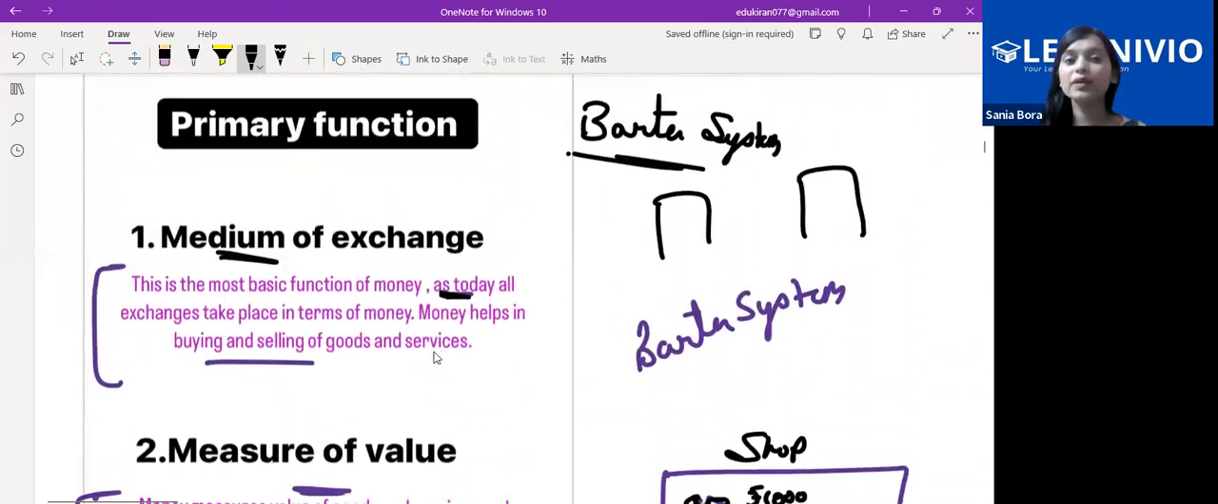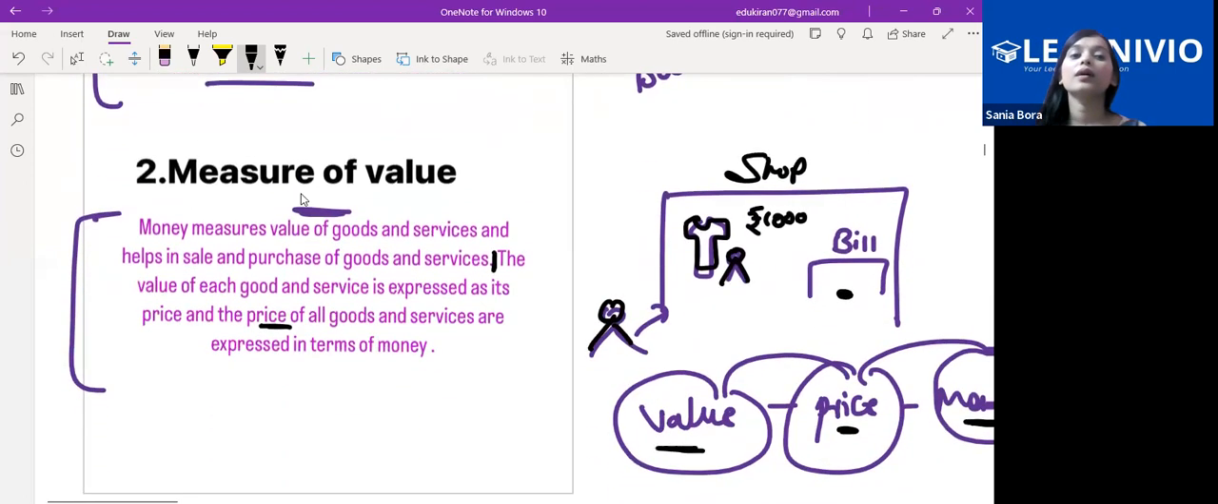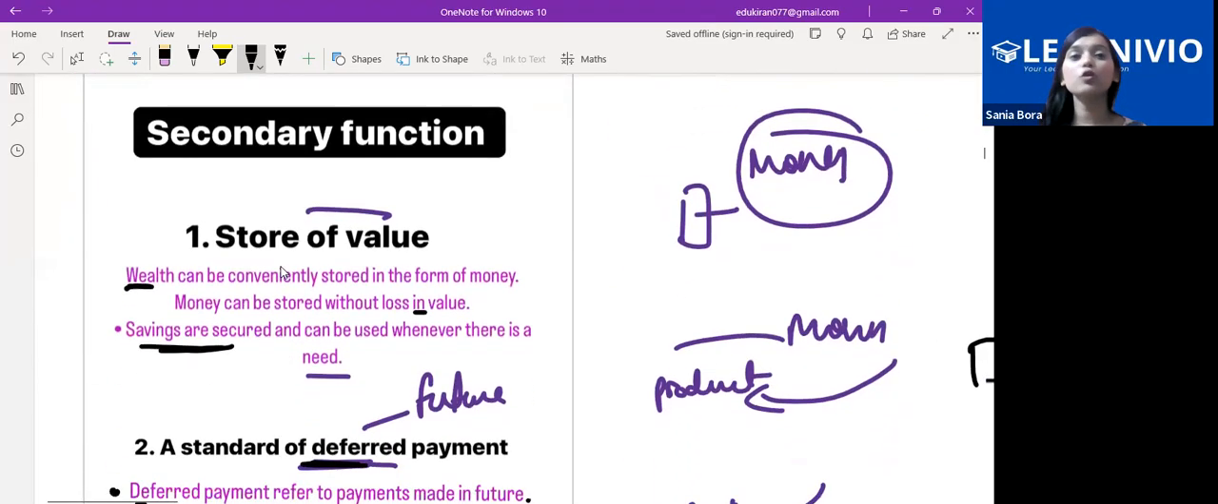So let's just quickly recap it. First, medium of exchange. This is the most basic function of money, and because of that, you can sell anything, you can buy anything. Now, measure of value. Money measures value of goods and services and helps in sale and purchase of goods and services. Value of goods and services is expressed in terms of money. Value is expressed in terms of price, money. And then store of value. Wealth can be stored in terms of money, and money can be stored without any loss in value. Savings are secured and can be used whenever there is a need.